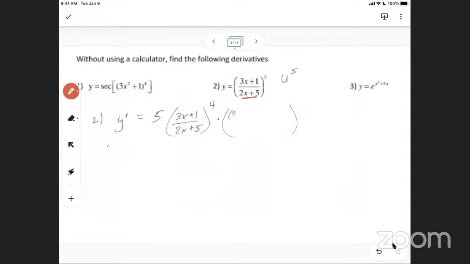So low, I actually remember this from all the way back in high school. Low d high. So there's my low. The derivative of the high is 3, minus high d low, all over low squared.